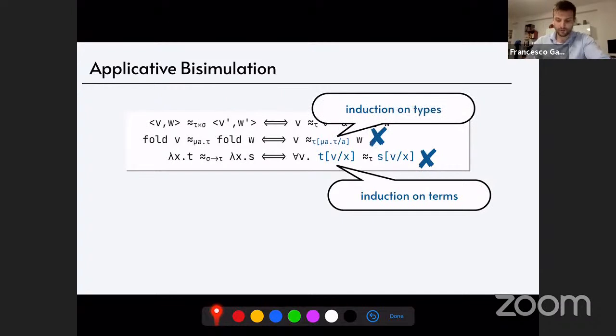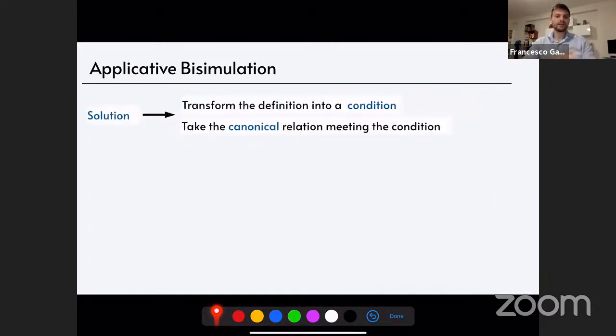But again, we have the same problem, because we have recursive types, so we may come up with a larger type. That's essentially the same problem you have in an untyped setting. So how do we overcome this issue? Well, the solution given by applicative simulation is to move to a coinductive definition, which essentially means that we transform our candidate definitions into a bunch of conditions that any suitable notion of equality between programs should satisfy. And then we take the canonical relation meeting that condition. And in this setting, canonical means the largest relation.